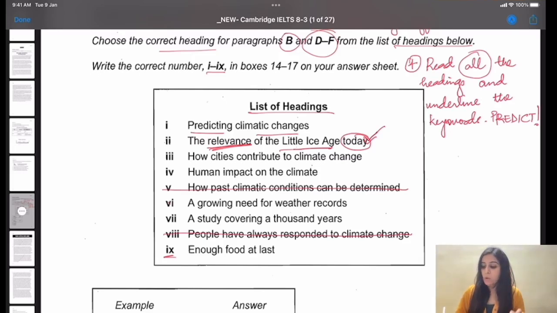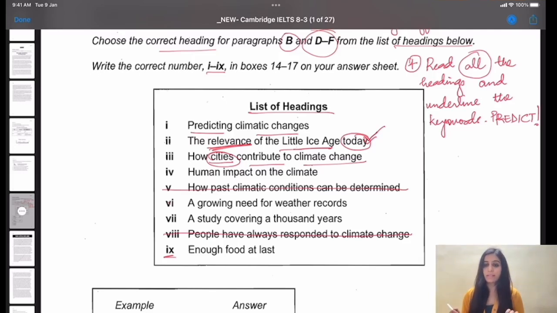The third one is how cities contribute to climate change. Cities' contribution to climate change. Now this paragraph again will talk about climate change, but it will talk about how cities have led to this particular change in climate. So the focus is on cities. This particular paragraph will talk about cities, will give examples of cities, metropolitan cities, or towns and all of that, which have contributed to the change in climate.